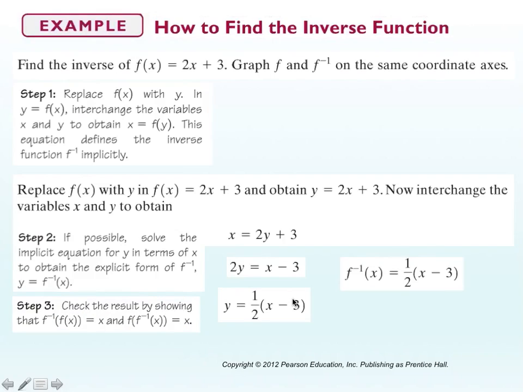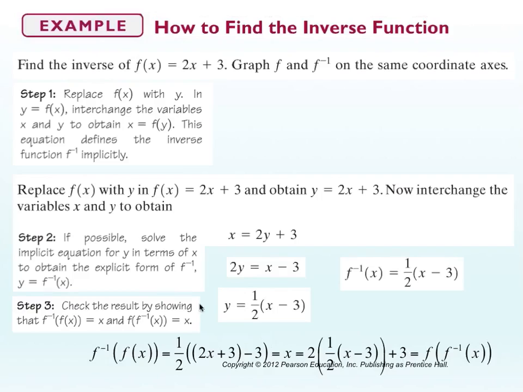And then we want to go ahead and check the result by showing that f inverse of f of x equals x and f of f inverse equals x. So if we take our original equation, which is 2x plus 3, and we plug it into our new equation for x, we have 1/2 times 2x plus 3 minus 3. And if you simplify this a little bit, you're just going to get x for that one.